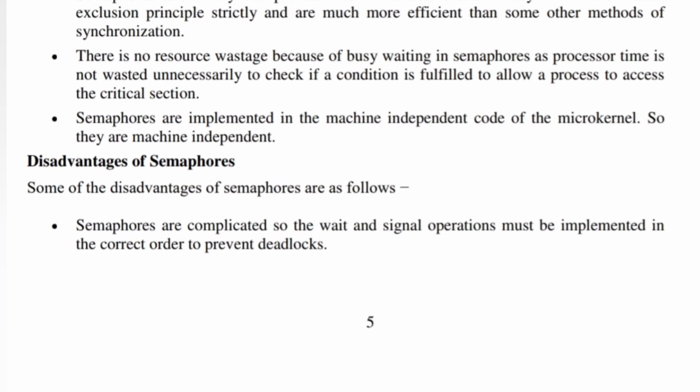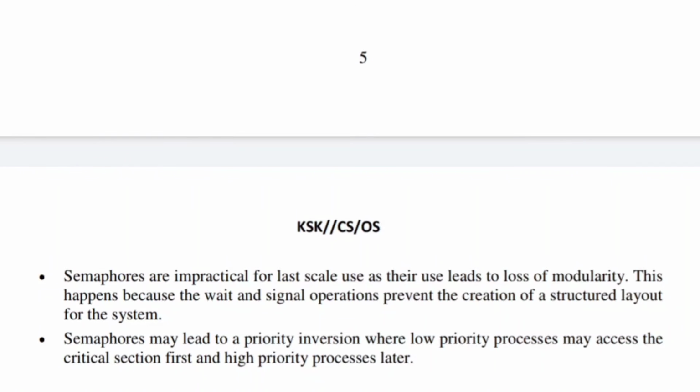Disadvantages of semaphores: some of the disadvantages of semaphores are as follows. Semaphores are complicated, so the wait and signal operations must be implemented in the correct order to prevent deadlocks. Semaphores are impractical for large scale use, as their use leads to loss of modularity.